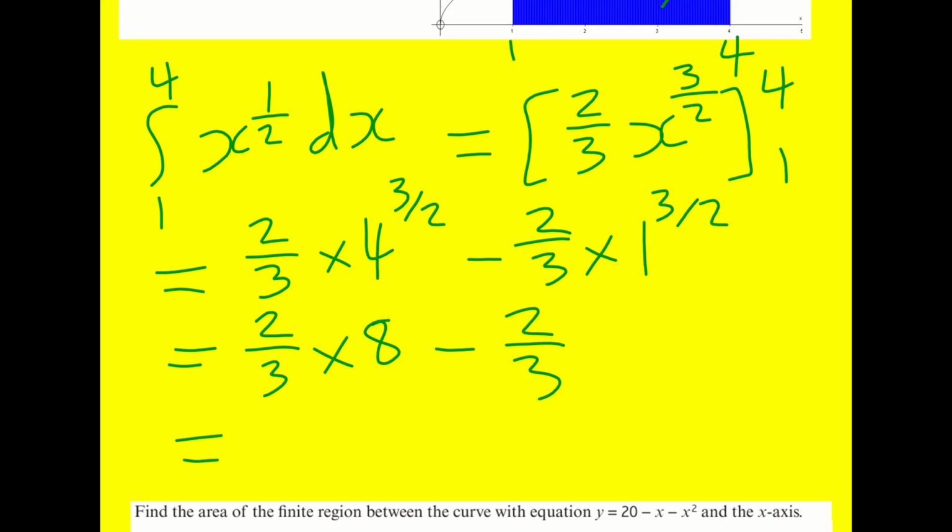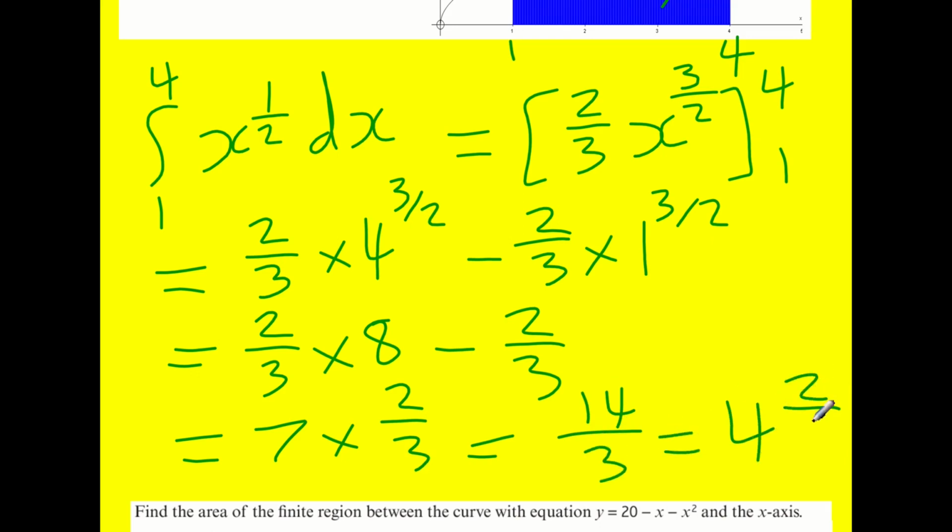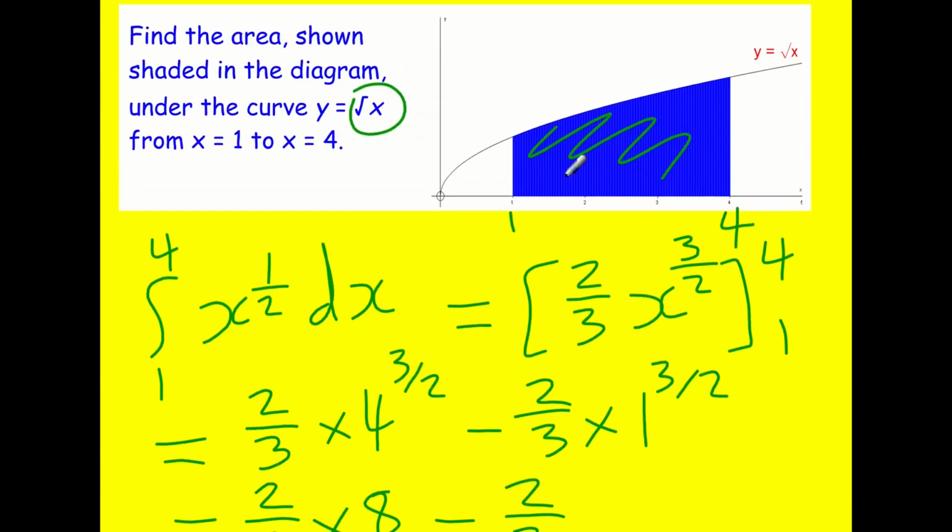That's going to give us, well, I've got 8 lots of 2/3, and then I'm minusing 1 lot of 2/3. It's going to be 7 lots of 2/3, or 14/3, or 4 2/3. Let's leave it exact. That's the answer. Does that look about right?